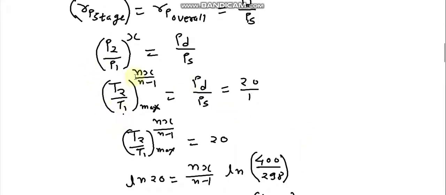T2 by T1 raised to the power (n minus 1) upon n, raised to the power x, equals this 20 by 1. But this T2 is maximum, and that's why we write here "maximum". Therefore T2 by T1 equals 20.